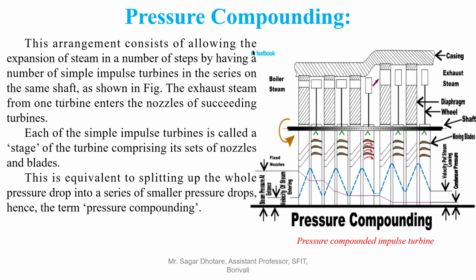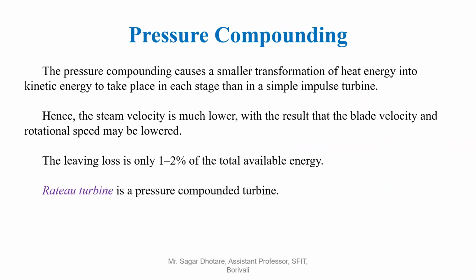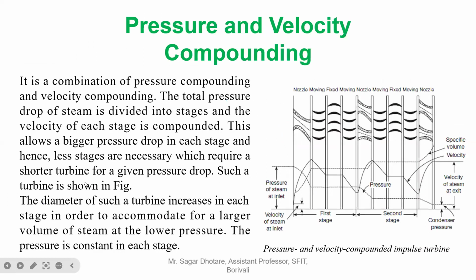This is the most efficient type of impulse turbine because the ratio of blade velocity to the steam velocity remains constant, but it is expensive as the number of stages is very large as compared to the previous one. Now, the next one is the pressure velocity combination, which is shown.